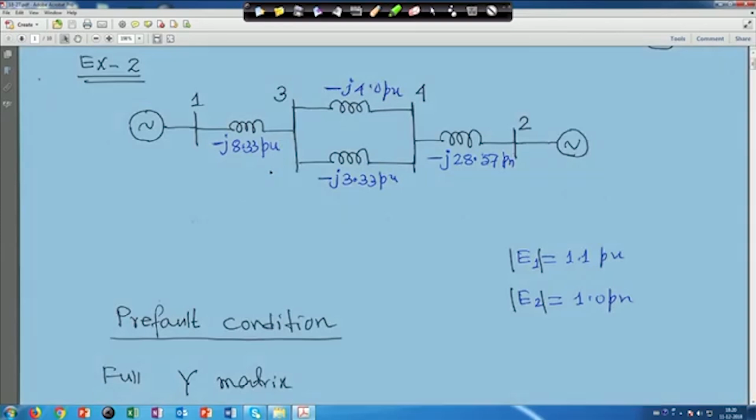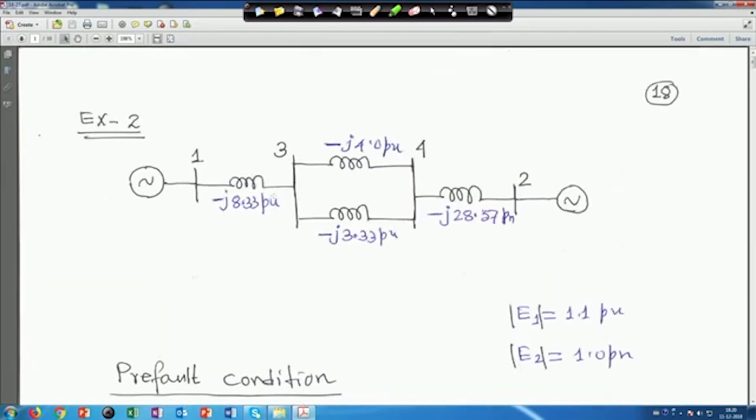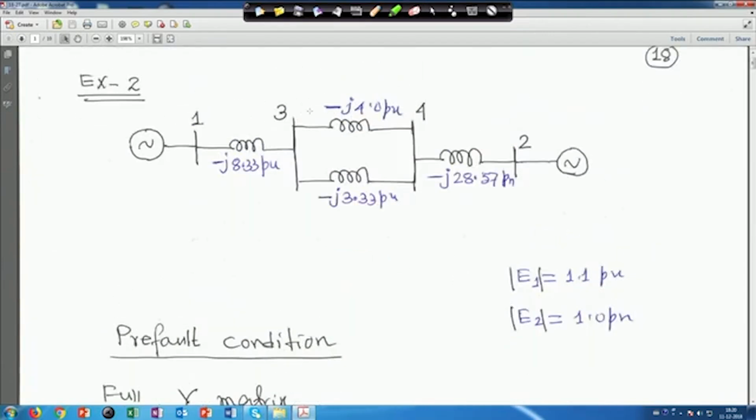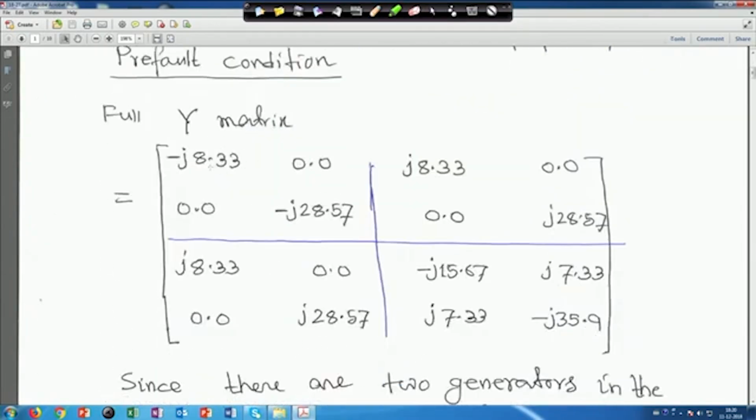So, this is my pre-fault condition, and the matrix order will be 4 into 4, because you have a 4 bus system. Finally, we have to reduce it to 2 into 2, and find out the power delivered in the pre-fault, during fault and post-fault conditions. That is why these two voltage magnitudes are given, right. Looking at this, these are all admittances, and you can construct the Y matrix. It is the full Y matrix for the pre-fault condition, a 4 into 4 matrix, right.